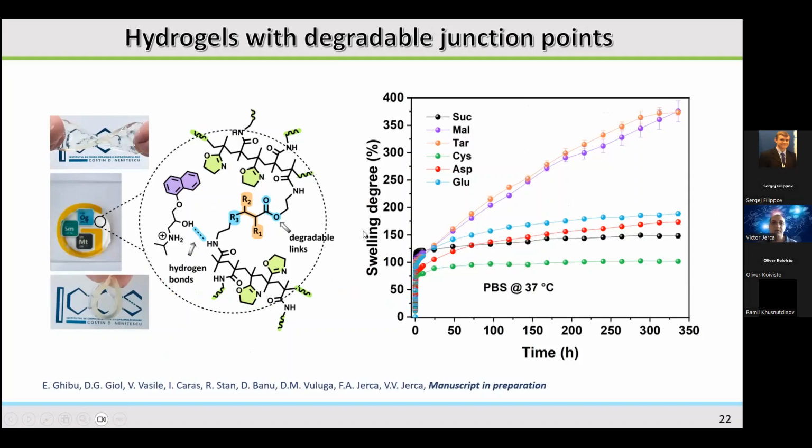I will show you here just an example of the degradation that is taking place in PBS. We tested the stability of these hydrogels in different media, but here you have only the graph for PBS, and as you can see, for malic and tartaric acid, you have a continuous increase of the swelling degree of these hydrogels, which shows that these hydrogels degrade in PBS, while the other hydrogels are quite stable.